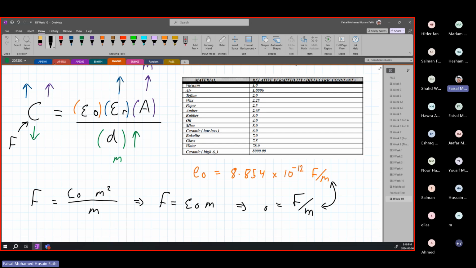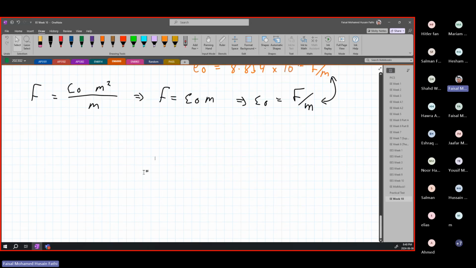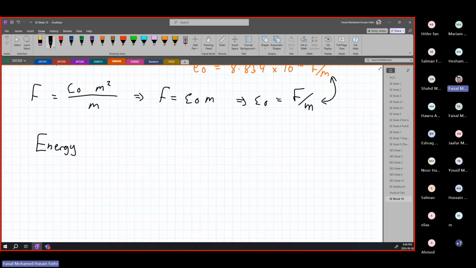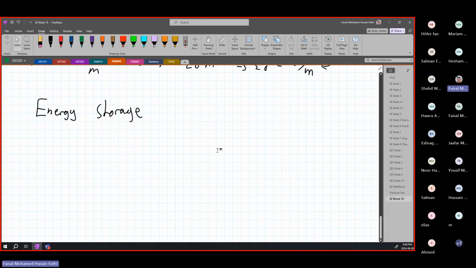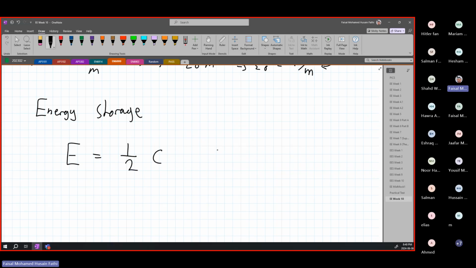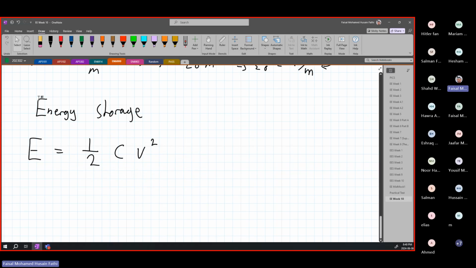All right. So moving on from this point, there's one more thing you need to know about capacitors. You know capacitors store. When you store something, that's basically energy storage. And how do you know how much energy is being stored? Very simply, energy is equal to half CV squared. And that's it. This is the only formula you need to know. If you're trying to find the energy being stored by a capacitor, this is what you will be using.